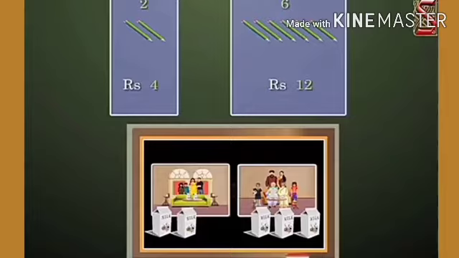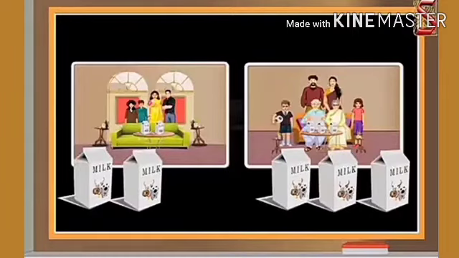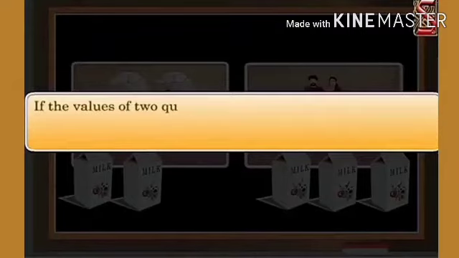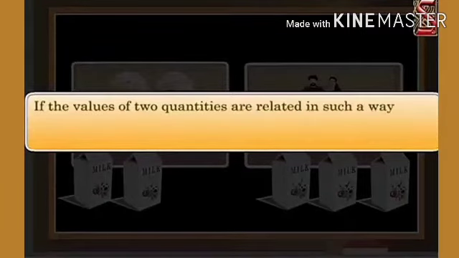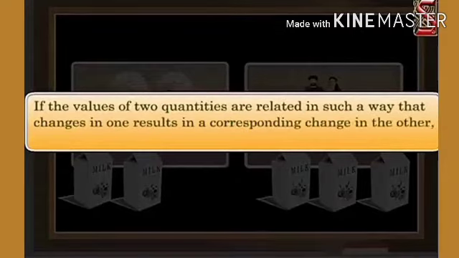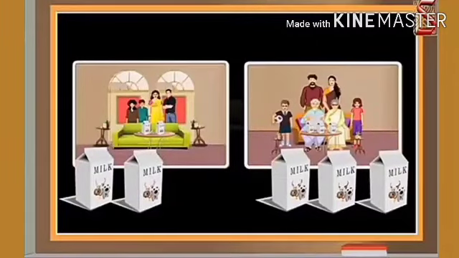These are the different situations which we have come across in our day-to-day life. We saw in all the above situations that a change in one quantity results in a change in the other quantity also. So we can say that if the values of 2 quantities are related in such a way that a change in one results in a corresponding change in the other, the 2 quantities are said to be in variation. So if 2 quantities increase or decrease simultaneously, then this category of proportion falls under direct proportion.